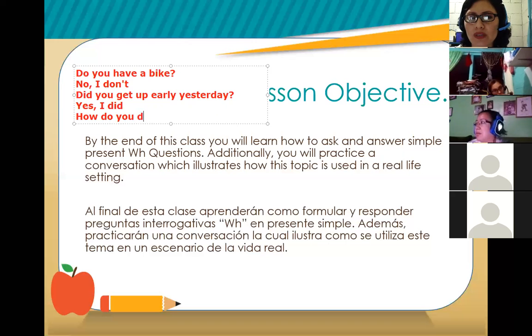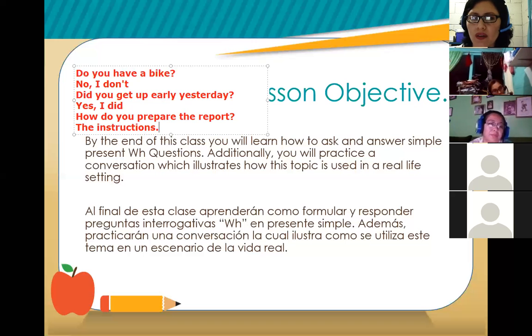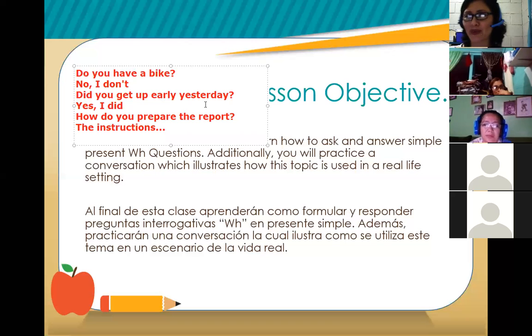How do you do? Es como estás, ¿verdad? Pero, bueno, how do you do? How are you doing? Or how do you prepare, for example, how do you prepare the report, right? How do you prepare the report? ¿Cómo preparas el reporte? Y pues ahí me damos las instrucciones, ¿verdad? Okay, you're given the instructions. Muy bien. Y pues ahí es una information question porque no es ni un sí ni un no, sino que sigue buscando esas instrucciones específicas, okay?